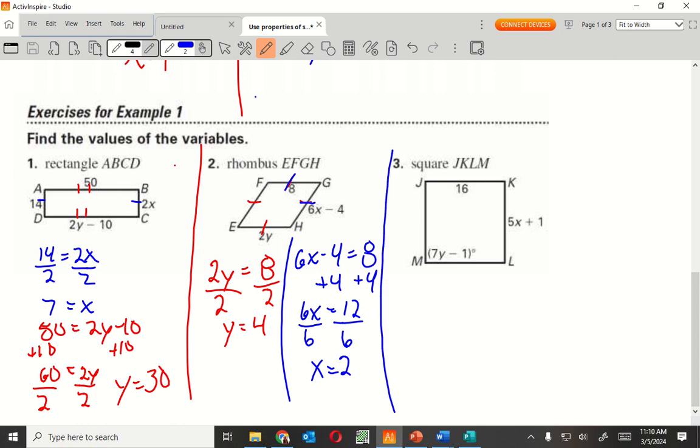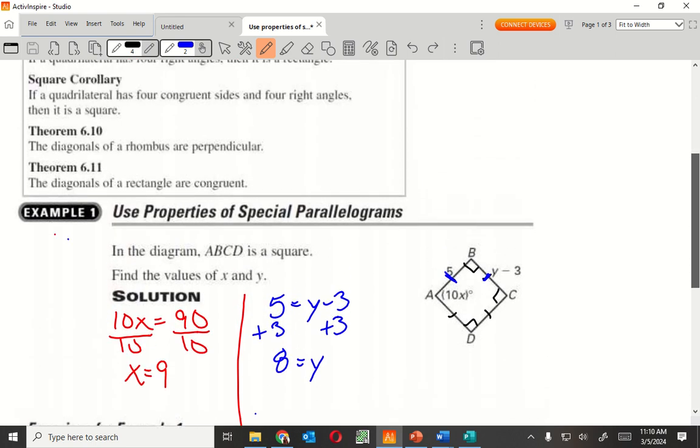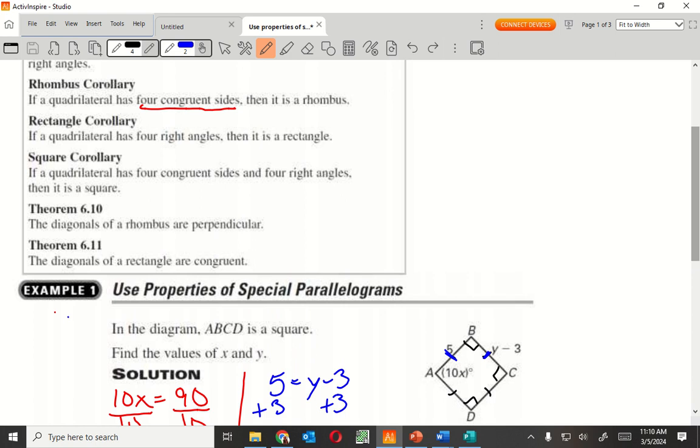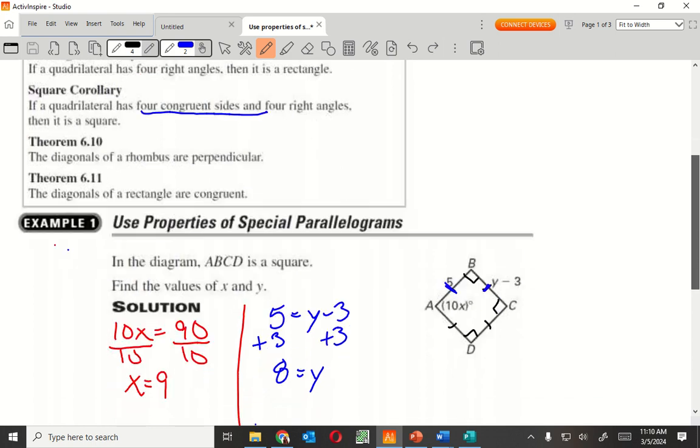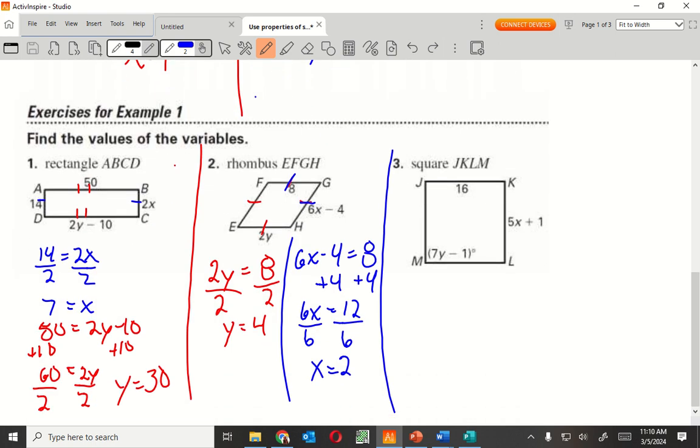Now the next one says it's a square. So what do we know about a square? I'm going to go back up here. Properties of a square. Quadrilateral has 4 congruent sides and 4 right angles. 4 congruent sides. So I'm going to go down here. I'm going to say all sides are congruent. This side is going to be congruent to this side, congruent to this side, congruent to this side. So to start with my x's, I'm going to say my 5x plus 1 is equal to what value? 16. It's going to be equal to 16 because they're all going to be the same.